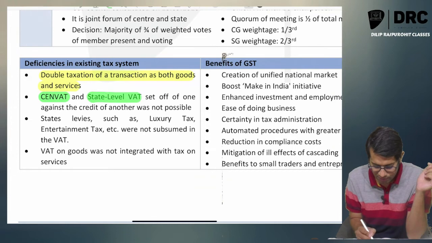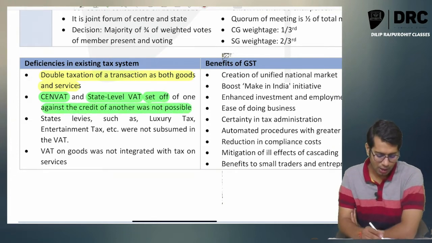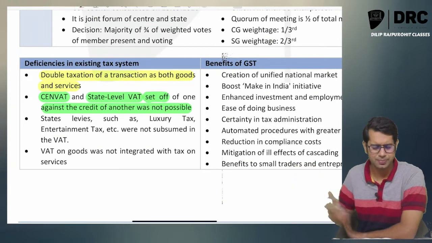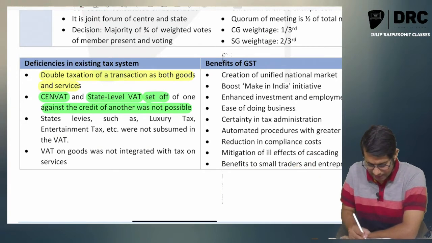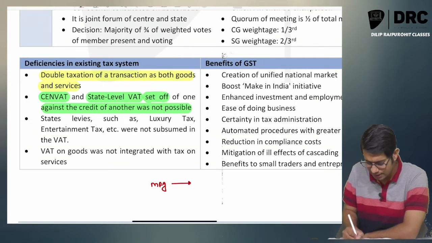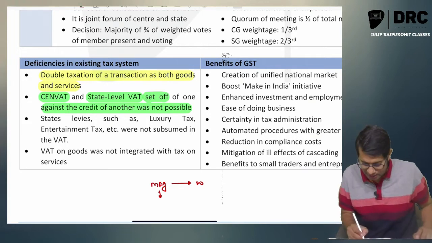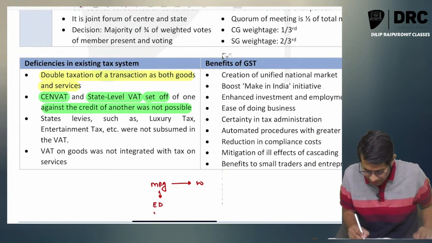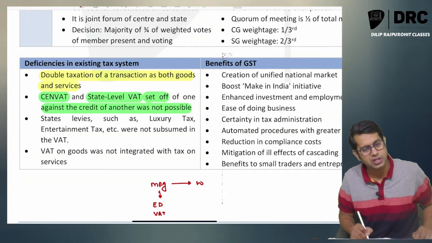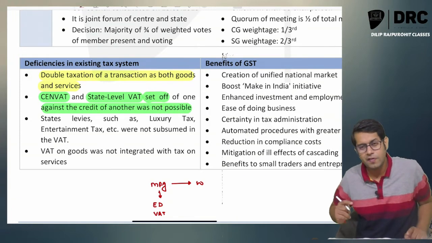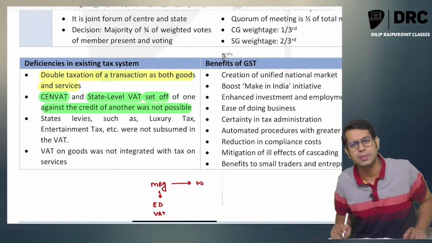SENVAT and state level VAT, set off of one against another, was not possible. Now we took an example of dosa. Say there was a manufacturer selling the goods to a wholesaler. The manufacturer had to pay a tax called excise duty because he is manufacturing, and once that manufactured product is sold, he has to pay something called VAT.